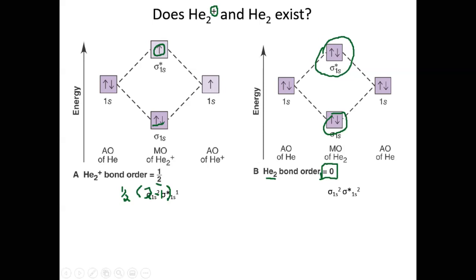And what we do is we write the molecular orbital configuration just like we would atomic orbital configuration. So this is for He2 plus, it's sigma 1s2, sigma star 1s. For He2, it's sigma 1s2, sigma star 1s2. You do it just like you would atomic orbital configuration, but you do it with molecular orbitals.